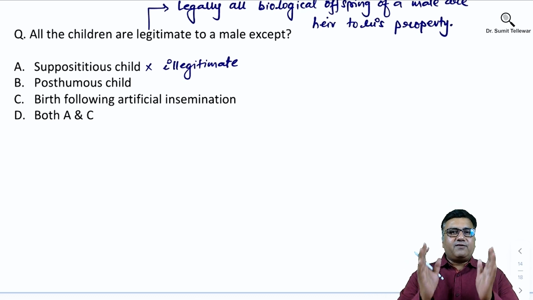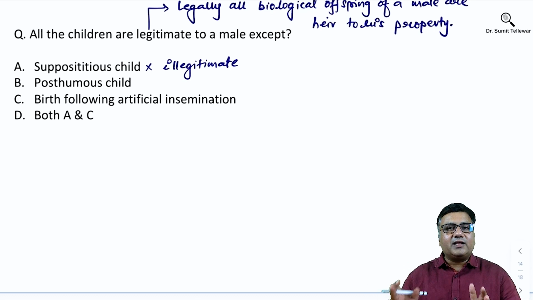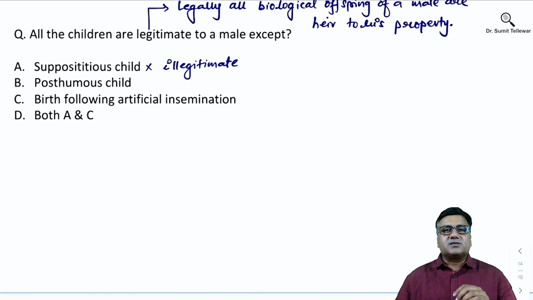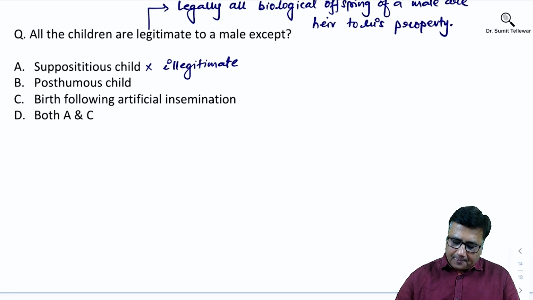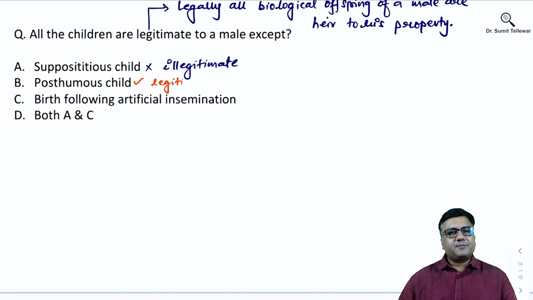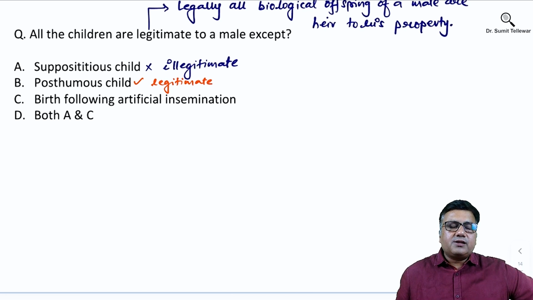राइट। यानी कि एक फादर ने मदर को इम्प्रेग्नेट किया और उसके बाद में फादर की डेथ हो गई, एंड देन within 280 days of his death the childbirth happens. In this scenario, the child which has taken birth now is the biological offspring of the father. So this child is going to be a legitimate child.